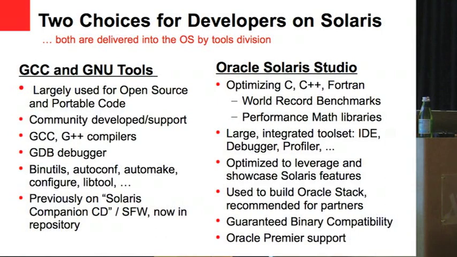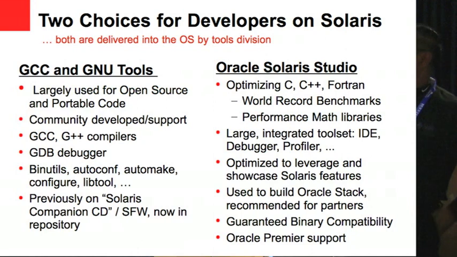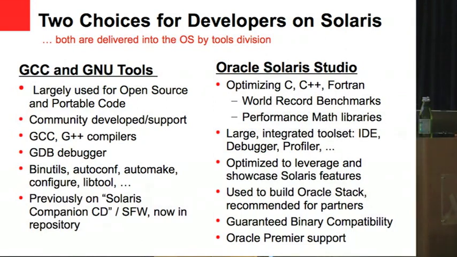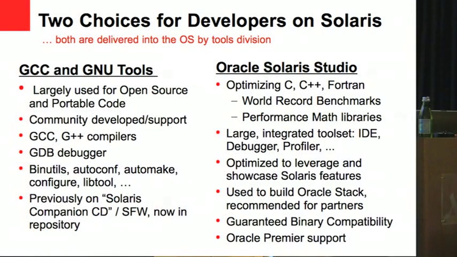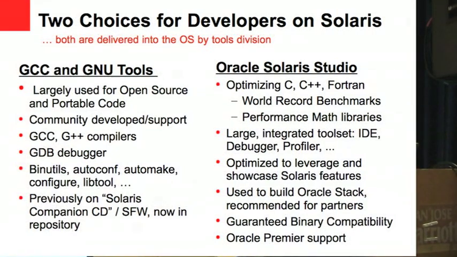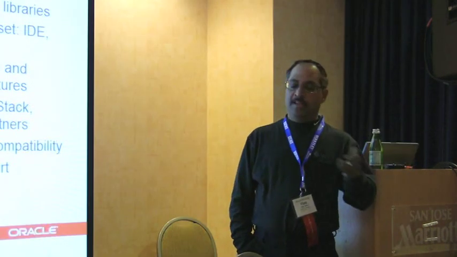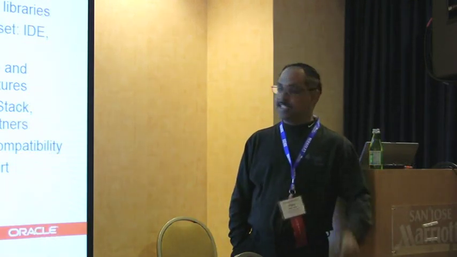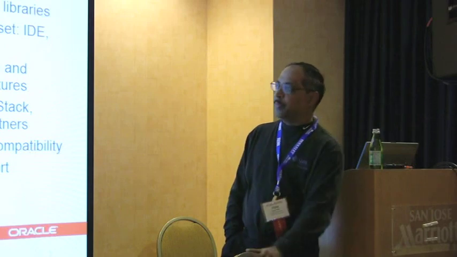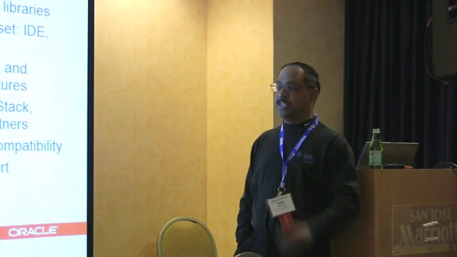Today, for Solaris developers, there are two choices. There's the GCC and GNU tools, fairly popular by themselves, and then the Oracle Solaris Studio set of compilers and tools. GCC is extremely popular with the open source community, and folks use it all the time to write code, particularly if you're writing multi-platform code that needs to run not just on Solaris, but on other platforms as well. It's community developed, community supported. The two popular compilers are GCC and G++. There's a bunch of other compilers too.